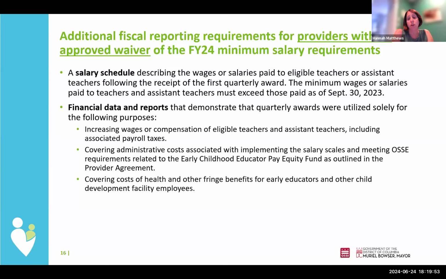Providers with approved waivers will also need to submit financial data and reports that demonstrate that those quarterly award payments were utilized solely for the following purposes: to increase wages or compensation of eligible teachers and assistant teachers, including associated payroll taxes, to cover administrative costs associated with implementing the salary scales and meeting OSSI requirements related to the Pay Equity Fund, or to cover costs of health and other fringe benefits for early educators and other child development facility employees. Those are the requirements that were in the waiver policy that you were approved for.